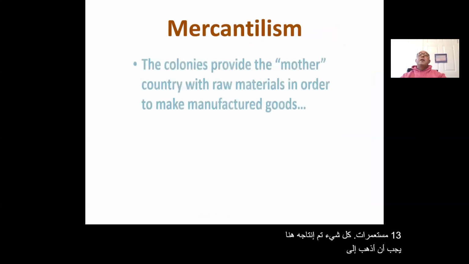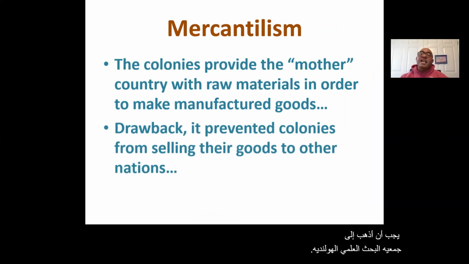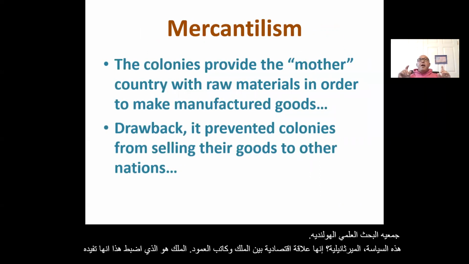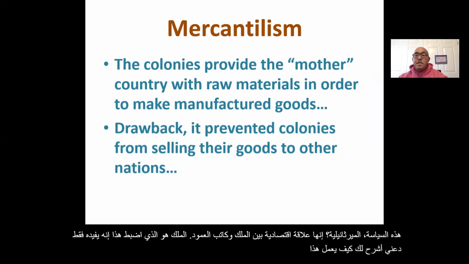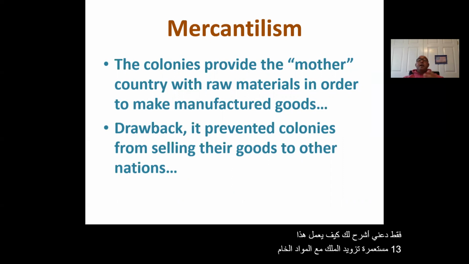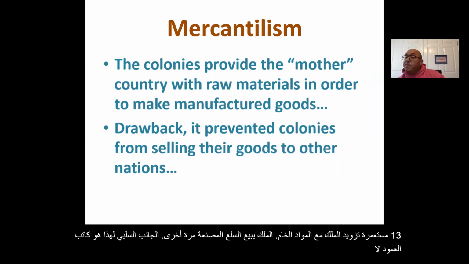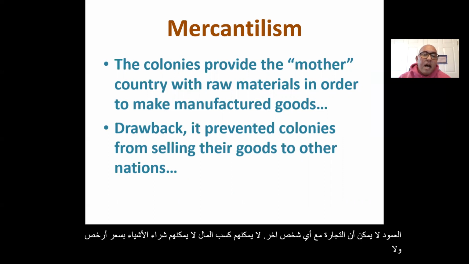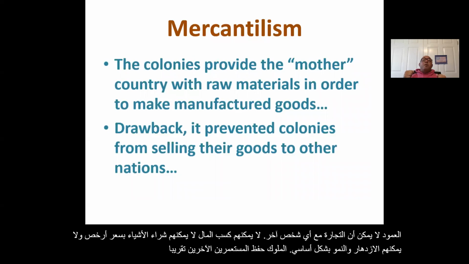Now, this policy, mercantilism, it's an economic relationship between the king and the colonists. The king set this up. It benefits him only. Let me explain to you how this works. The 13 colonies provide the king with raw materials. The king sells back manufactured goods. The downside to this is the colonists cannot trade with anybody else. They can't make money. They can't buy things at a cheaper rate. And they cannot basically prosper and grow. The king's keeping the colonists almost in an adolescent stage, keeping the king in power, and the 13 colonies dependent on the king.